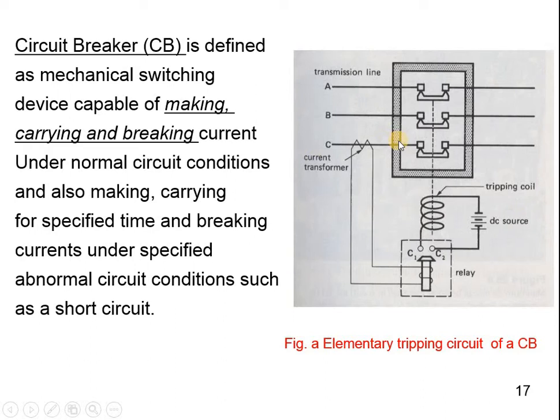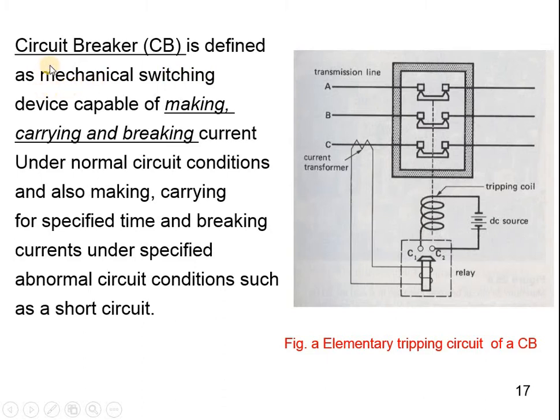Now what happens if there is a fault on this line? If there is a fault, the increased amount of current is detected by the CT secondary. This current is going to flow in this direction, so it will energize the relay, and the relay is going to connect C1 and C2. As the circuit gets completed, the DC source sends the DC voltage so that this tripping coil gets energized and it will get pulled out. So this is the elementary tripping circuit of a circuit breaker. In every circuit breaker, this type of arrangement is available.